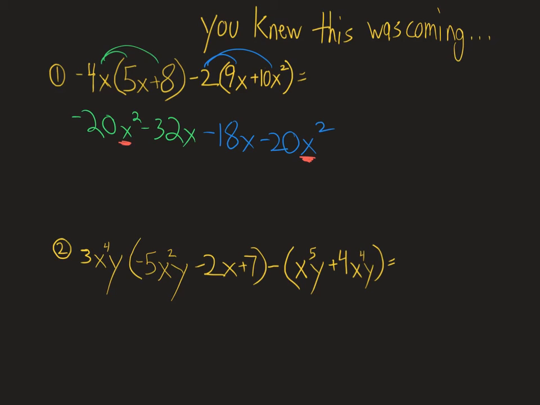All right, we've got some x squareds, a -20 and another -20, -40x squared. Notice that is not an opposite pair to cancel. They're the same. 2 groups of -20 adds to -40. They're not going to cancel each other.